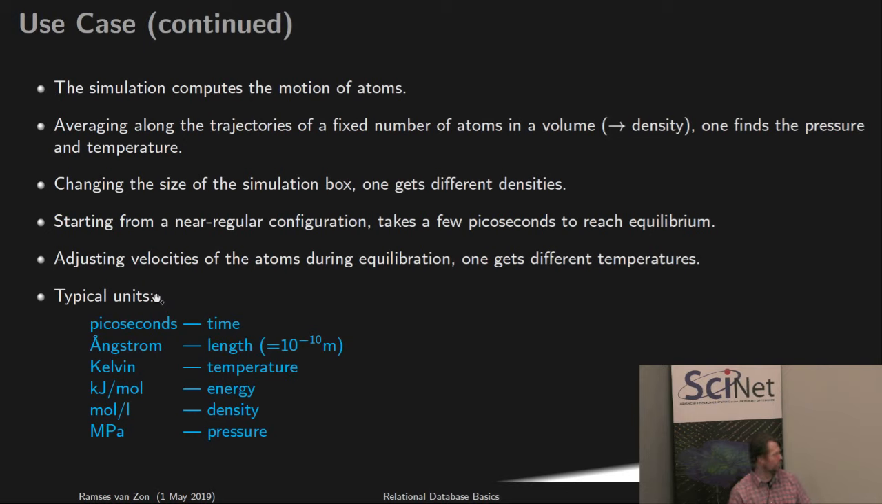And then just so the output of this program doesn't hold any surprises, time is measured in picoseconds. So we're going to really be computing very, very short real times. And the lengths will be in angstroms, which are 10 to the minus 10 meters. Temperature will be measured in Kelvin. Energy is going to be kilojoule per mole. And density is going to be mole per liter. You can see the chemistry in this application. And the pressure will be in megapascals. Okay, it doesn't really matter. It's just so you know that this is what is output.